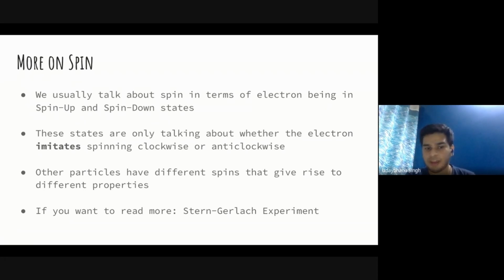So the spin basically tells us that if the electron was actually spinning, which direction would it have to spin in order to generate that magnetic field? In which direction should the electron spin so that the magnetic field that is generated is either upwards or downwards? That's what spin up and spin down really means.